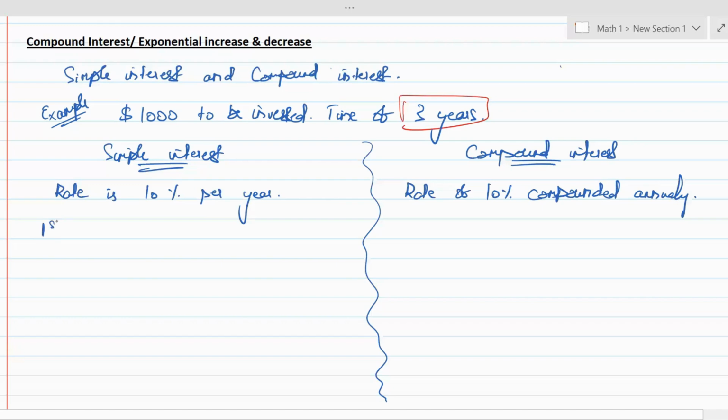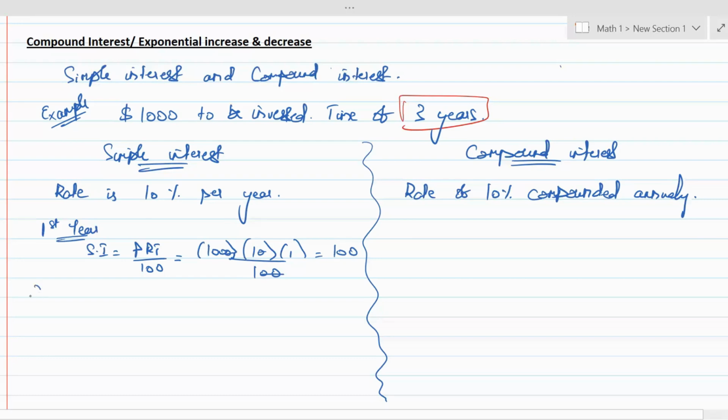For the first year, it's simply 10% of $1,000. Because 10% per year means if you calculate the simple interest, principal into rate into time upon 100: principal is 1,000, rate is 10, time is 1, upon 100. Two zeros cancel two zeros, and we are left with $100 only. So after the end of the first year, the interest charge is $100.